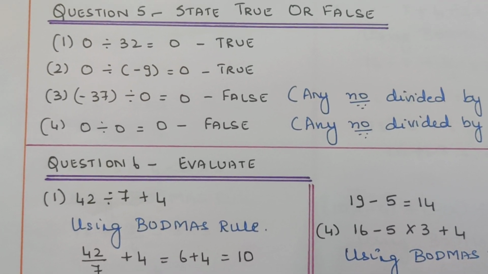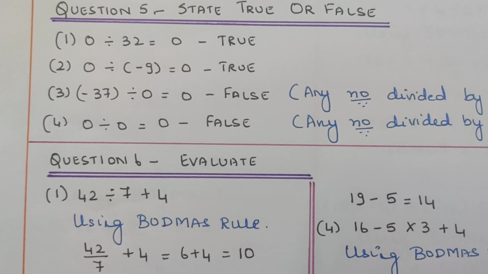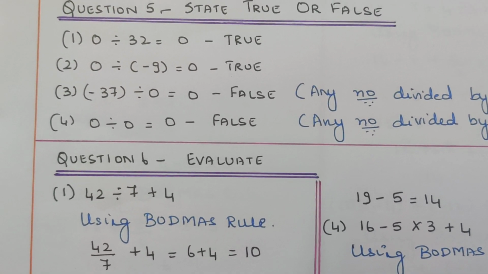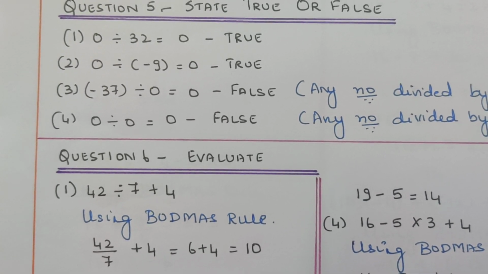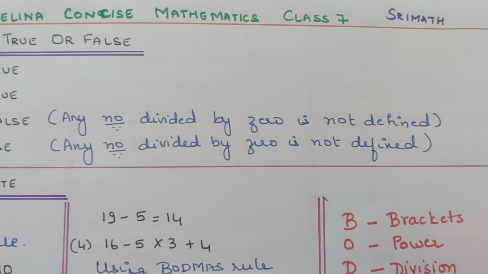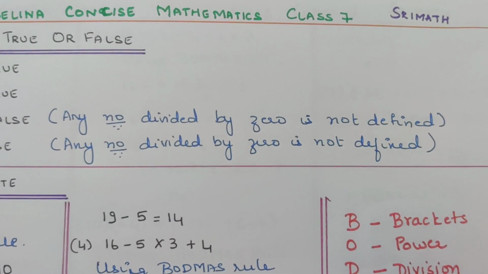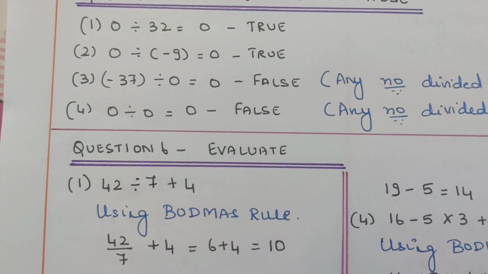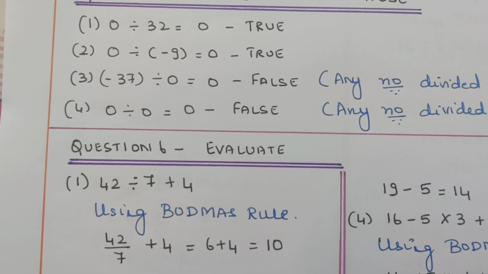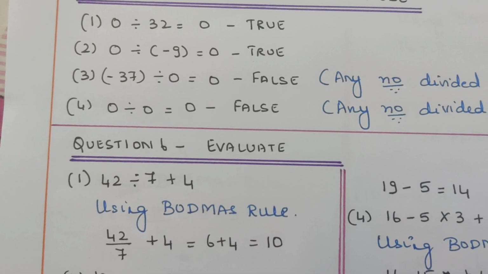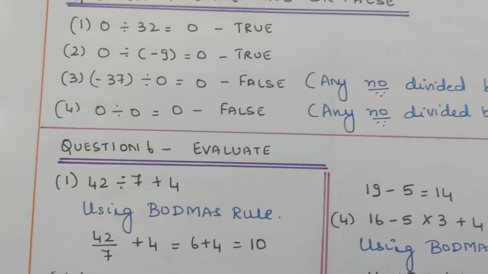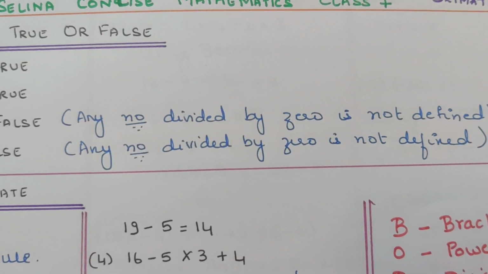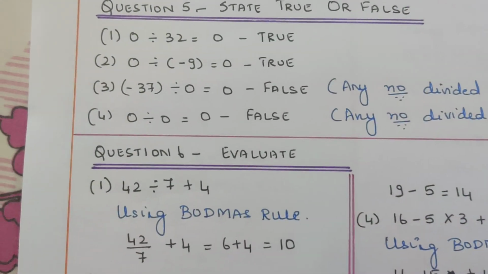The second one is 0 divided by minus 9 is equal to 0. True. Minus 37 divided by 0 is not 0. The statement is false because any number divided by 0 is not defined. It's actually infinity. Now we have the fourth sum, which says 0 divided by 0 is 0. It's again false. As I explained in the last statement, any number divided by 0 is not defined. That is actually infinity.